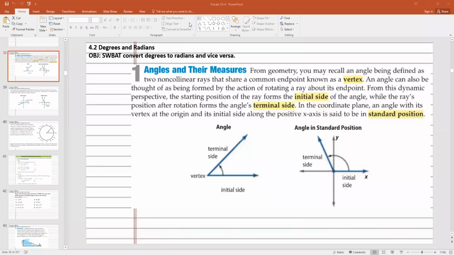All right, so this is going to be a short video. So this is section 4.2. We're going to talk about degrees in radians. Today let's talk about degrees in DMS. We'll talk about what that means soon.